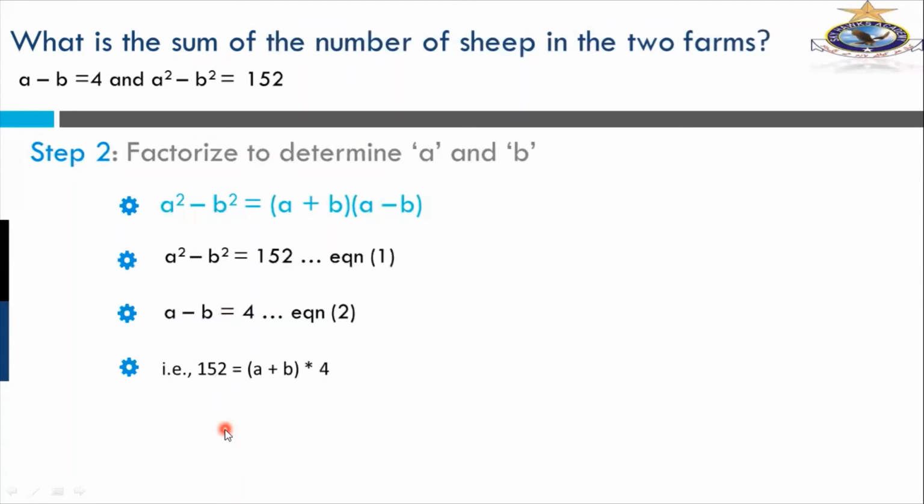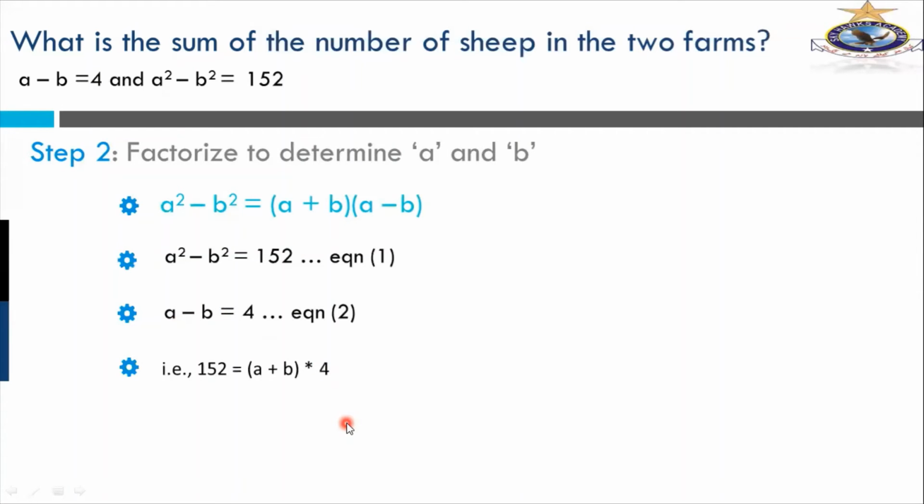So this will become the left hand side, that is 152. From here we are putting the values over here. The sign of equality comes as it is. We don't know the sum, but we have the value of the difference, so we are putting that 4, that is the difference in the number of sheep.